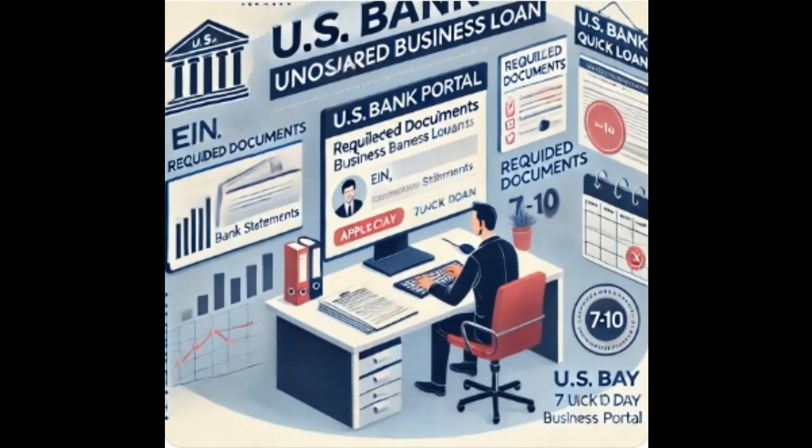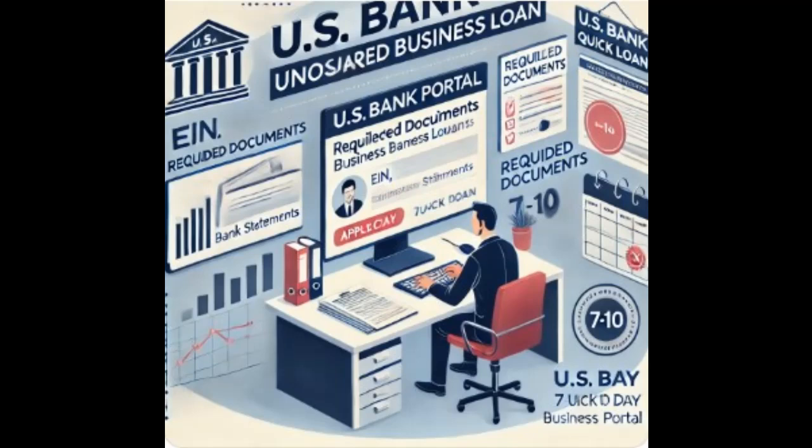Preparing required information. Before applying, gather the following. Business details: establishment date, industry code, primary address, and EIN. Owner information: names, ownership percentages, and personal financial details. Bank statements: up to 3 months of statements may be required to demonstrate cash flow. Revenue details: ensure consistency between reported revenue and bank statements.